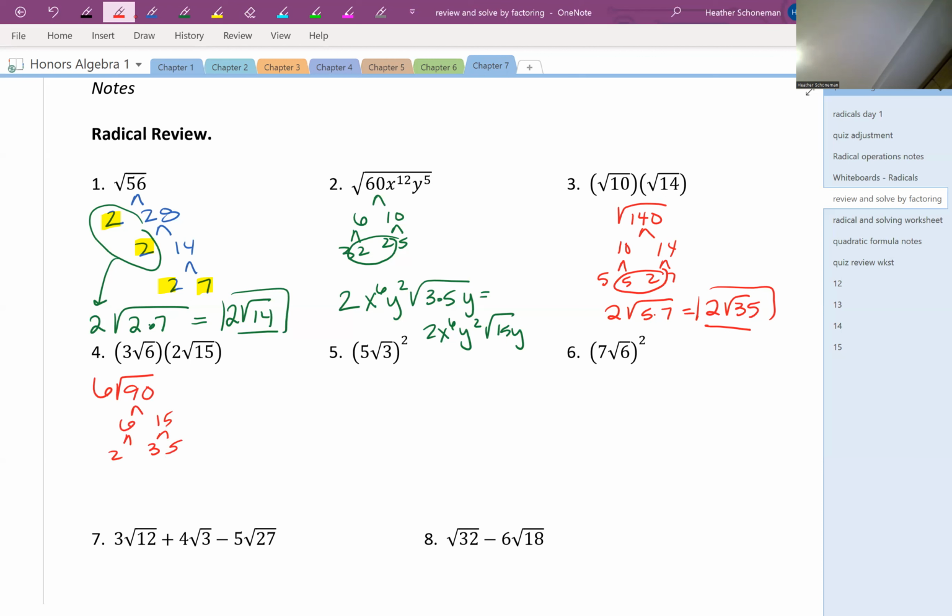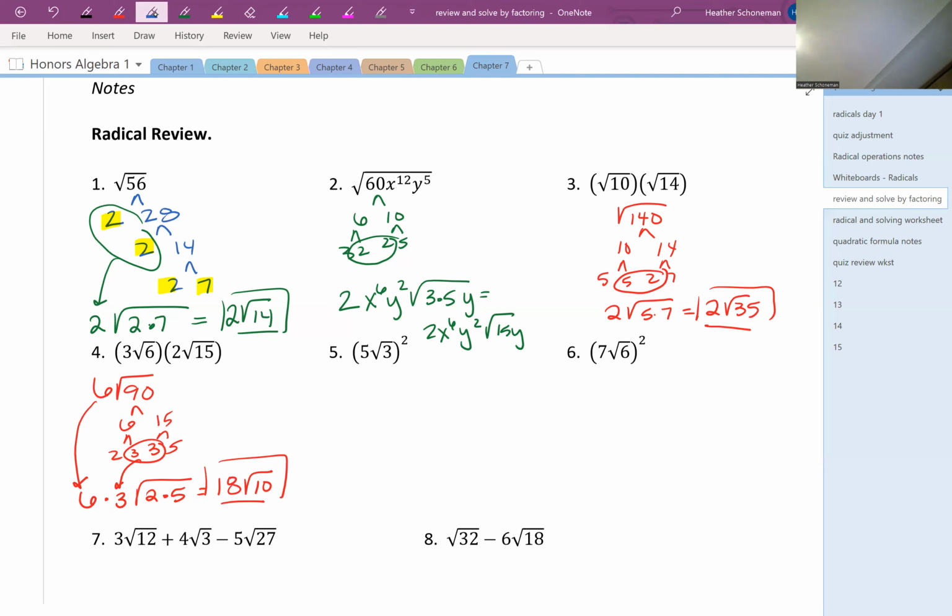3 and 5, 2 and 3. Now, don't forget about that 6 that's outside. It gets to come outside. We bring a 3, and then inside we have a 2 times 5. So that's going to be 18 square root 10 for our final answer.